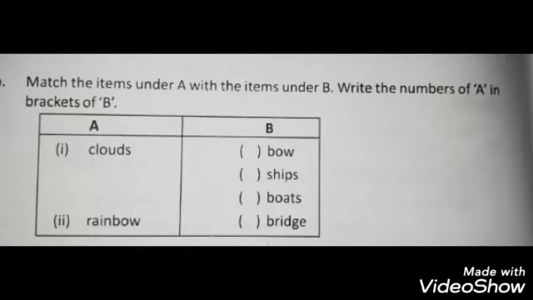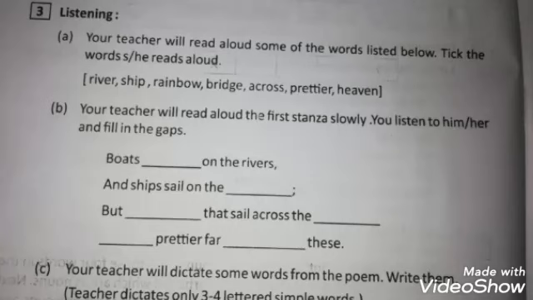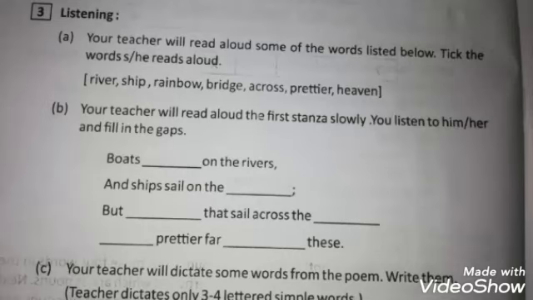Then come to 3B. That is also one part of developing listening activity. 3B, there is a paragraph. Some words are there and some words are missing. Your teacher will read aloud the first stanza slowly, and you have to listen to him or her, and you should fill the blanks listening to your teacher.